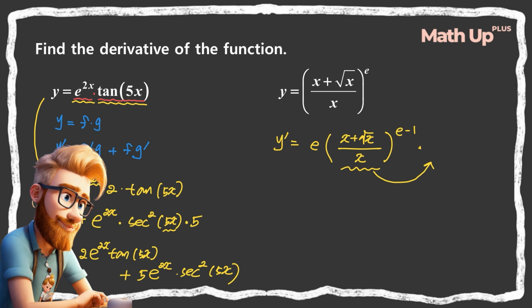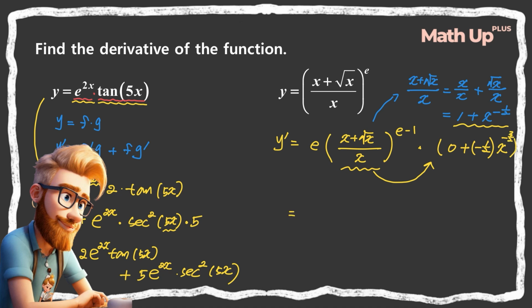Before we do that, if we simplify this expression, x plus the square root of x over x, that is equal to x over x plus the square root of x over x, and this is equal to 1 plus 1 over square root of x, so that's x to the negative 1/2. So the derivative of this expression is equal to 0 plus the power rule, negative 1 over 2 times x to the negative 1/2 minus 1, negative 3 over 2.